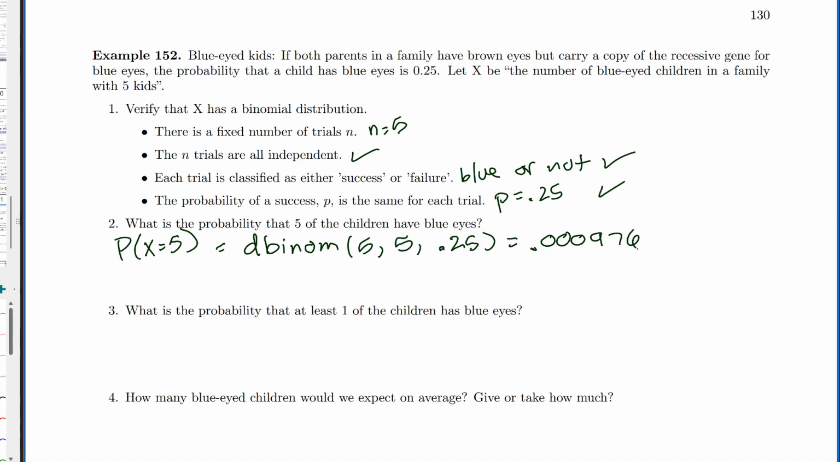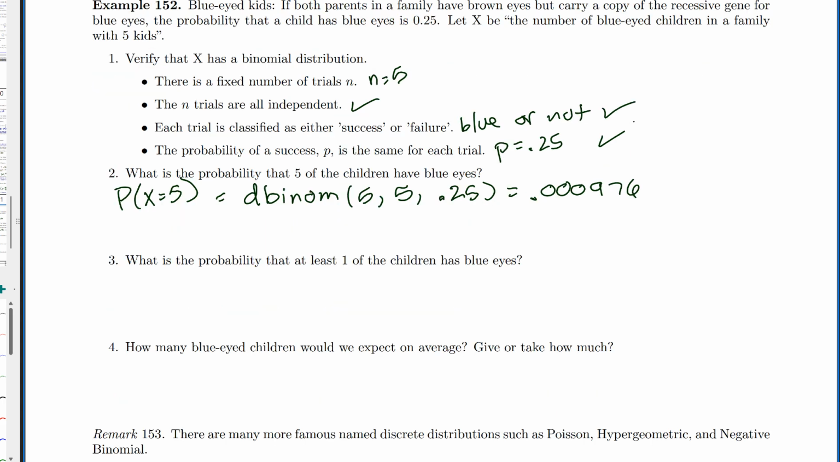So that is a very small chance that all 5 children have blue eyes, which is interesting because 25% is a pretty high chance of blue eyes, but a very small chance that all 5 ended up with blue eyes. Okay, what's the probability that at least one of the children has blue eyes? So probability that X is at least 1.